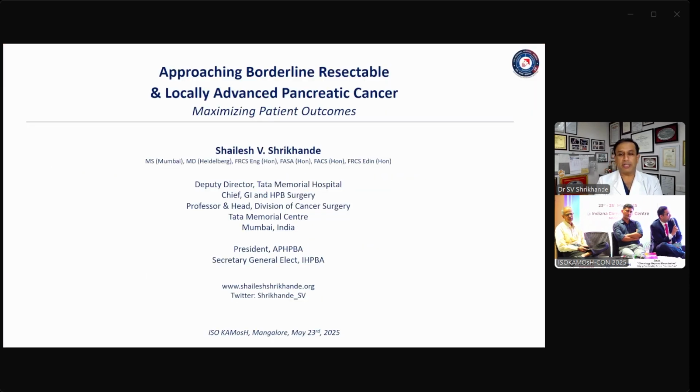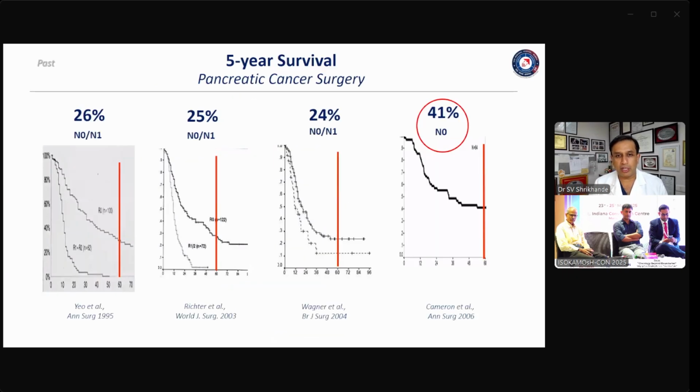Thank you, respected chairpersons. I will try to say what we do as a routine at Tata Hospital and what we have learned over the years when we approach a case of borderline resectable or locally advanced pancreatic cancer, but always trying to see in this difficult group of patients how we can maximize patient outcomes.